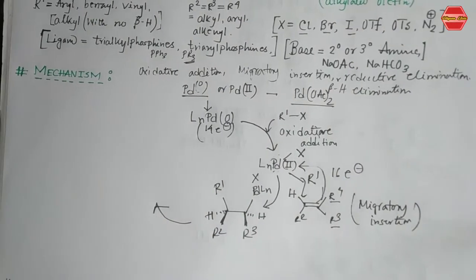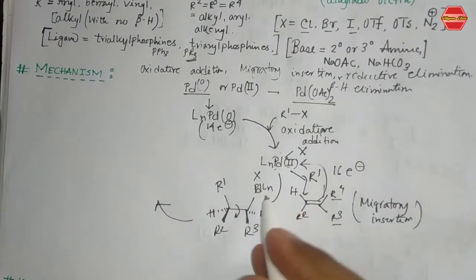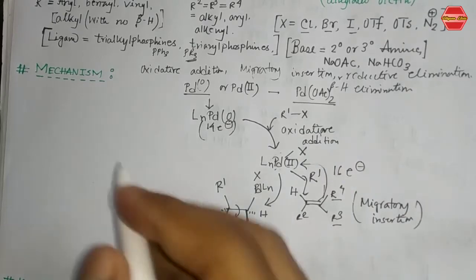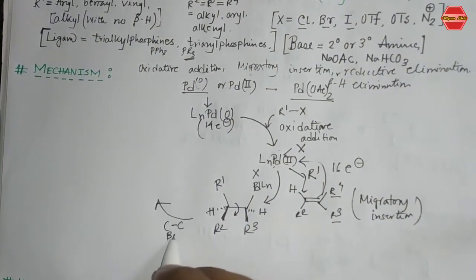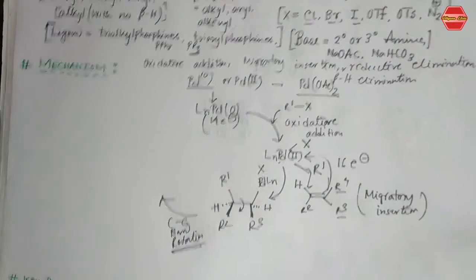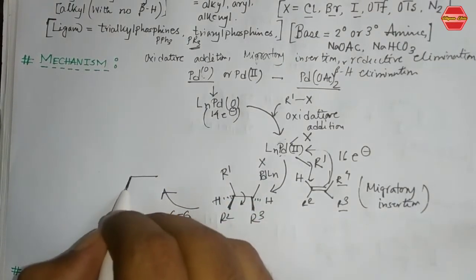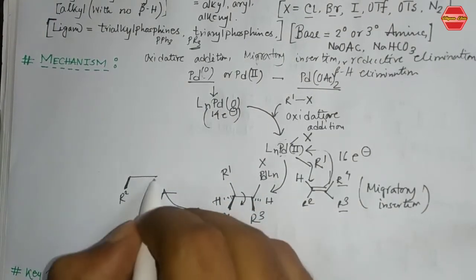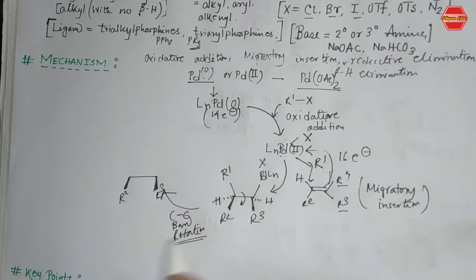Now this carbon-carbon single bond can rotate. Why this single bond rotation takes place, you can see in the next step. So this is your CC bond rotation. In this bond rotation we get this R2 and this R3, and these two are in the same position.